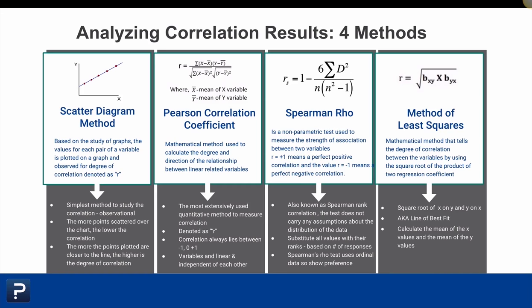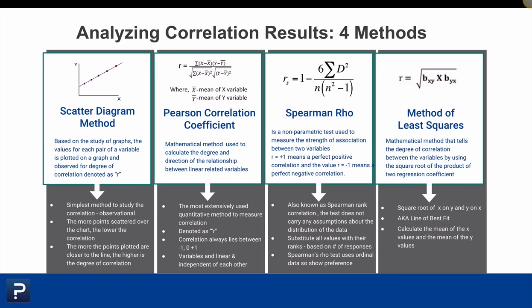The third one is the one that we actually program in our system, which is the Spearman-Rowe. And it is a non-parametric test. Keep in mind the Pearson correlation coefficient is a parametric test. Non-parametric tests are used to measure the strength of association between two variables, where R equals positive 1 means a positive correlation, and R equals -1 means a negative correlation. So the results for Spearman-Rowe and Pearson are similar. It's going to be -1, 0, +1.